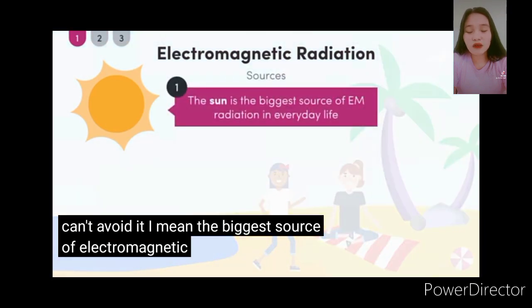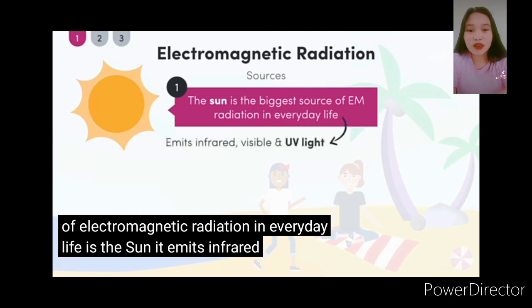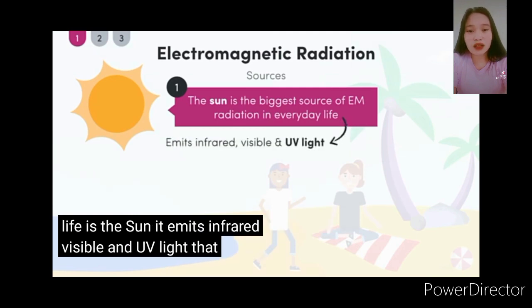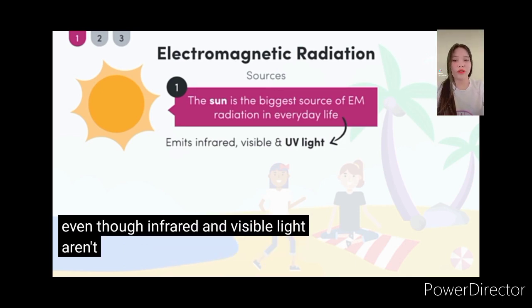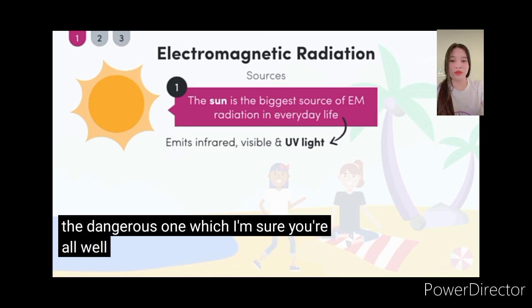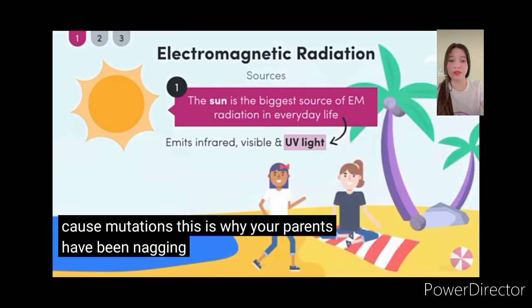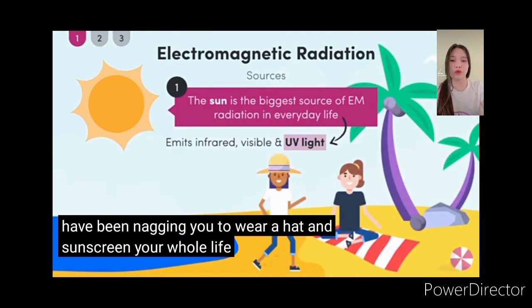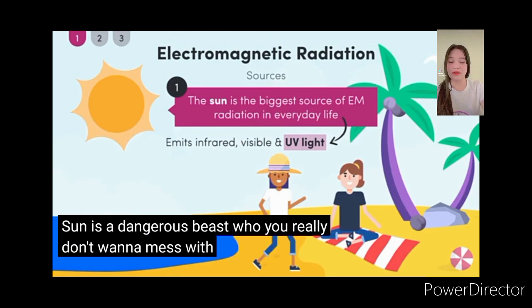The biggest source of electromagnetic radiation in everyday life is the sun. It emits infrared, visible, and UV light that make it to the Earth's surface. Even though infrared and visible light aren't strong enough to cause mutations, the dangerous one, which I'm sure you're all well aware of, is UV light, which can cause mutation. This is why your parents have been nagging you to wear a hat and sunscreen your whole life. Basically, the sun is dangerous, and it's something you really don't want to mess with.